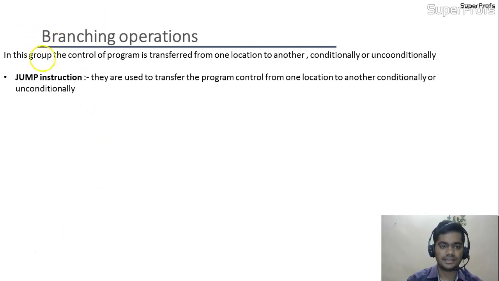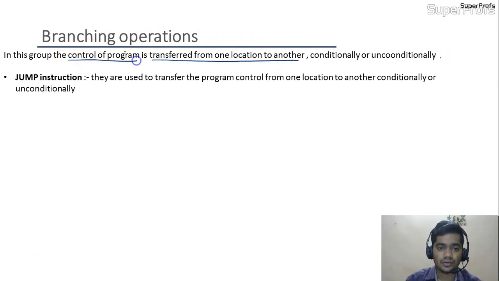Now we are going to discuss branching operations. In branching operations, in this group, the control of the program is transferred from one location to another, conditionally or unconditionally.